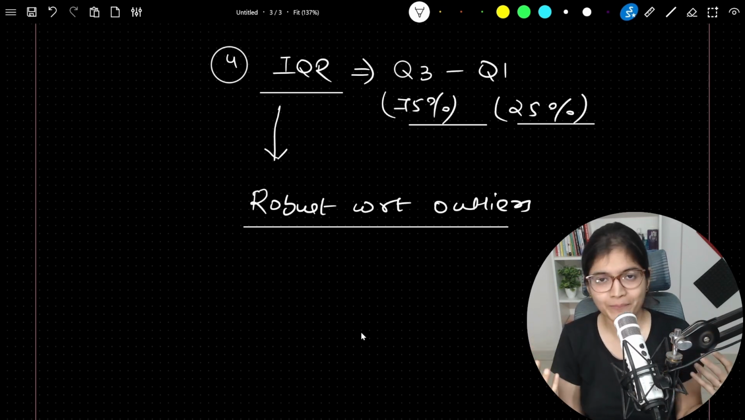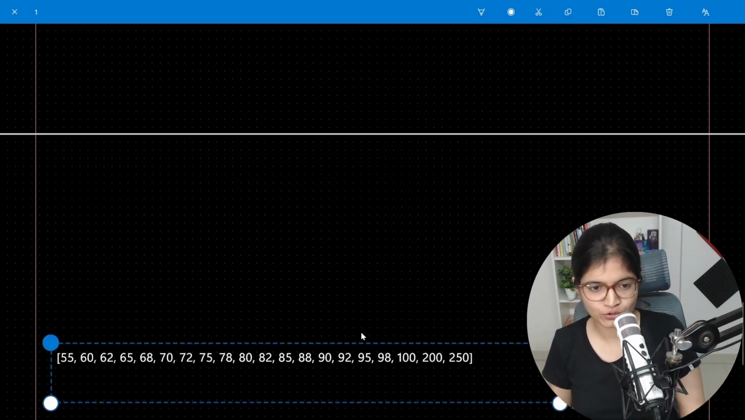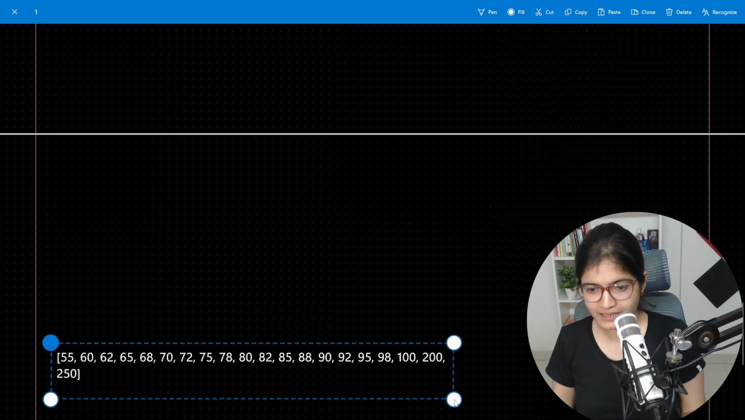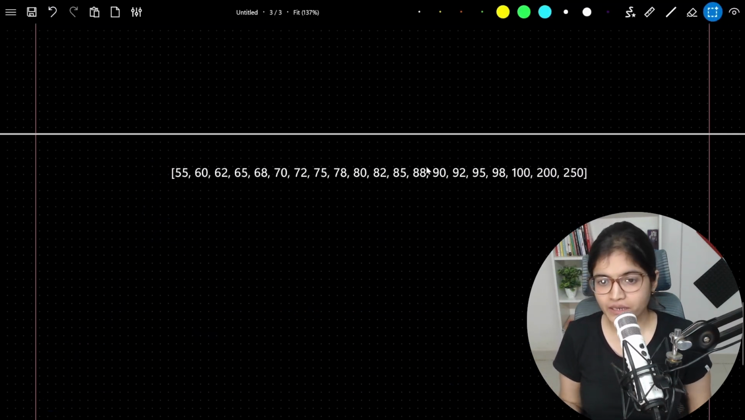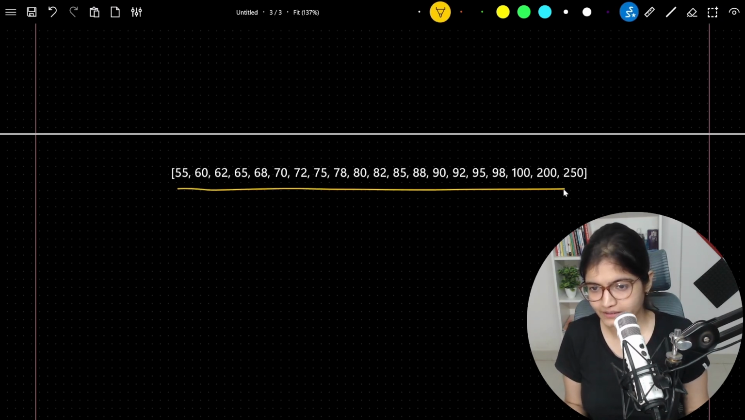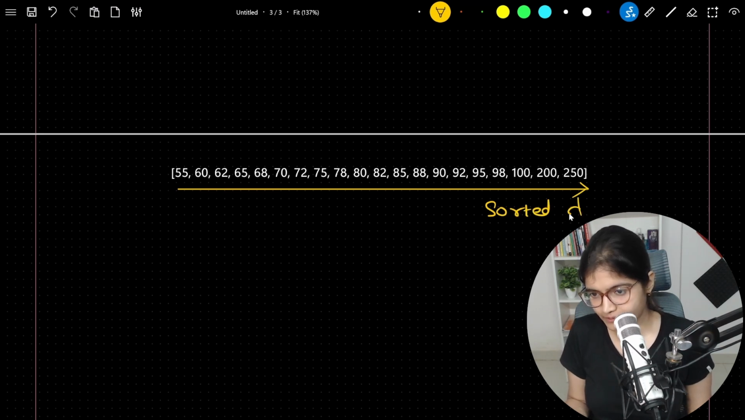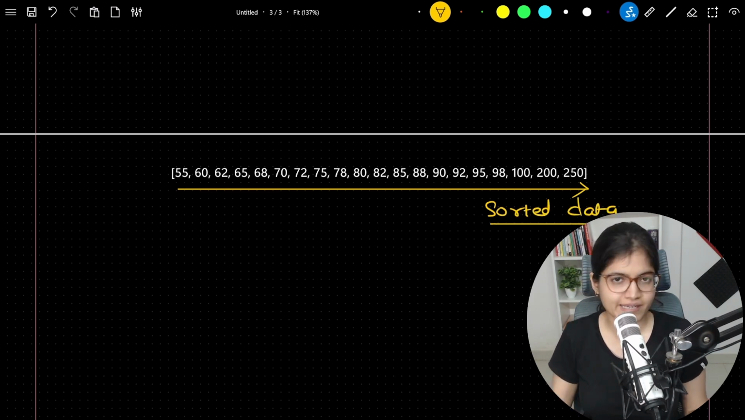Now, many people might not be aware of how we can evaluate these values. So let me take a simple example and then I'll showcase the further part with respect to the outliers. So this is a given data that we have. First of all, you can see this data is already sorted, in an ascending order.